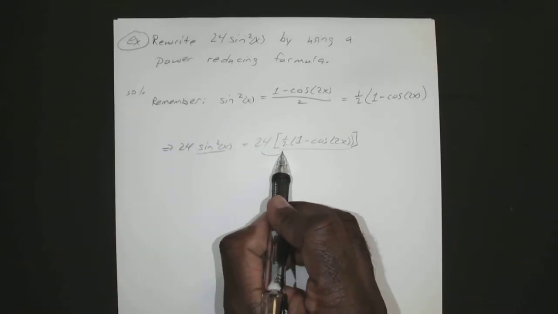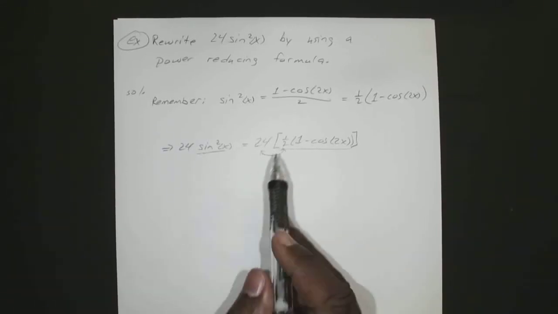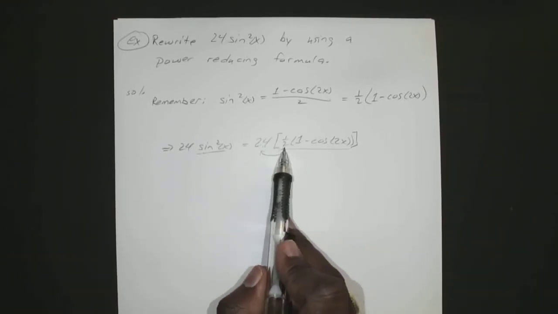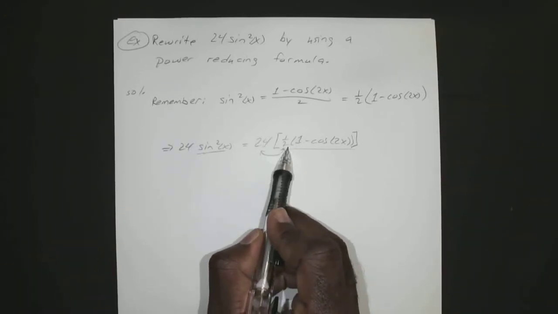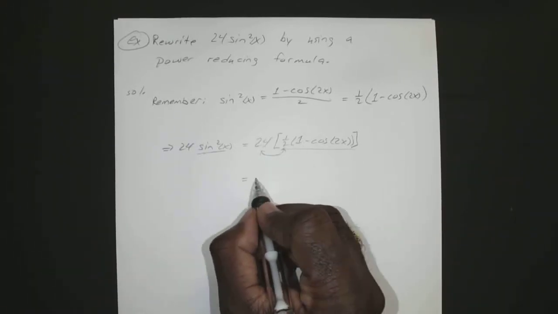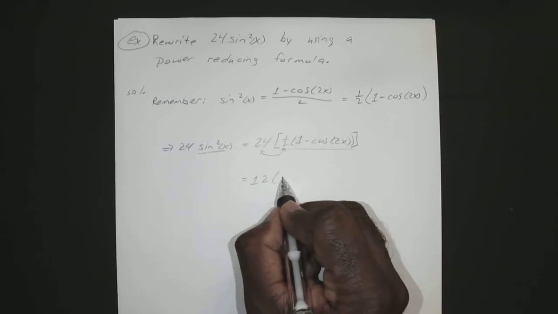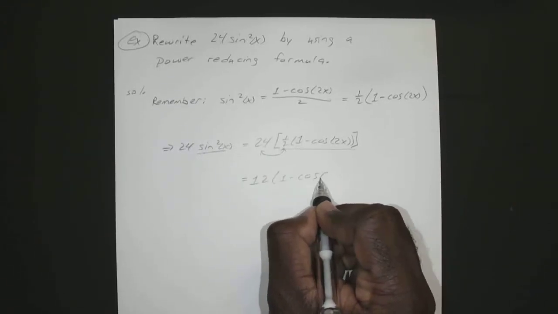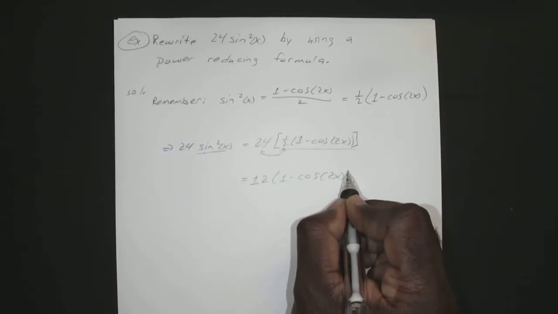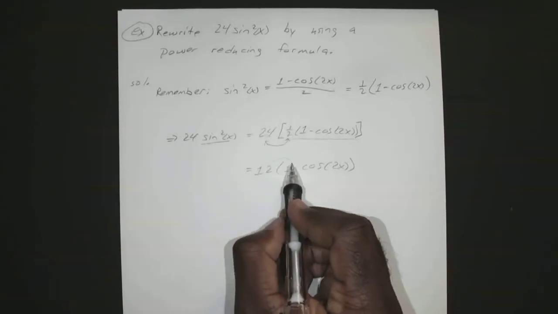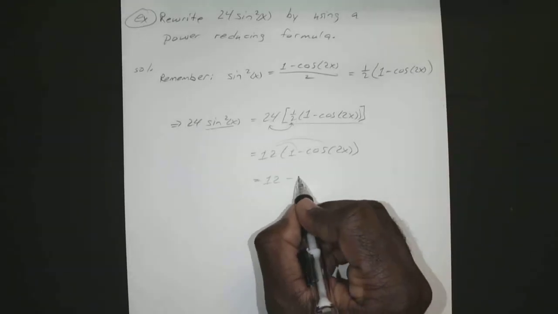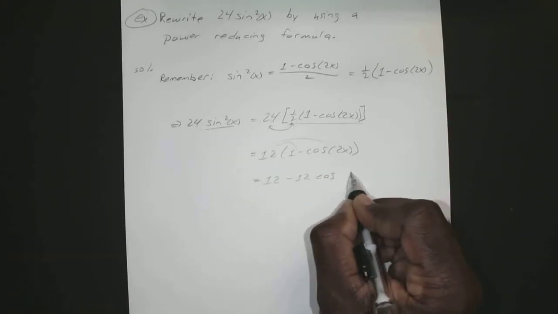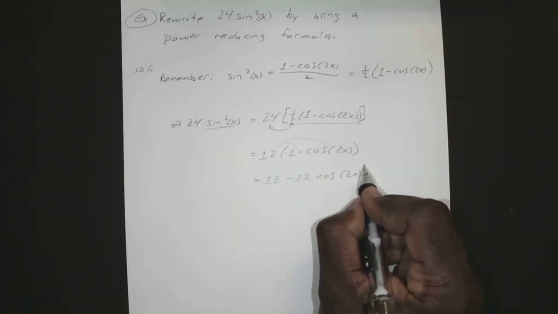Okay, so we can go ahead and combine these two, because remember, everything here is just multiplied. This is multiplied by this is multiplied by that. So 24 times 1/2, well, divided by 2, is 12. So you have 12 times 1 minus cosine of 2x. So if you go ahead and distribute our 12, 12 minus 12 cosine of 2x.